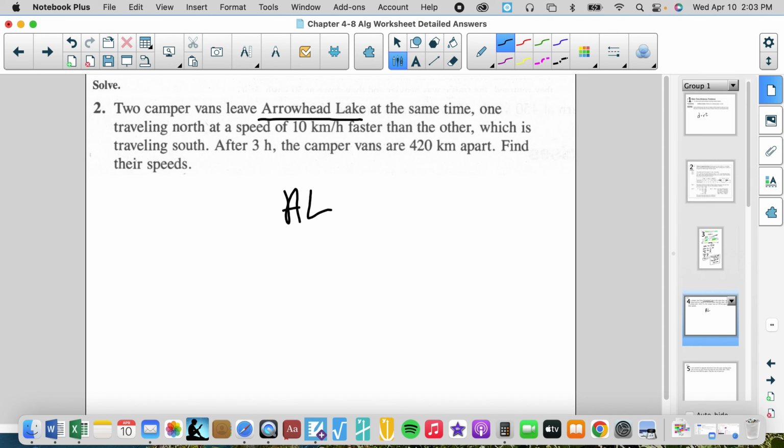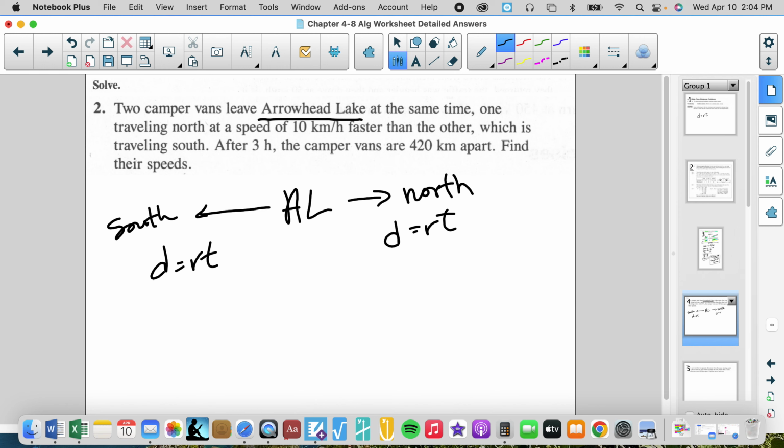At the same time, one traveling north. Well, we'll make this go north. I know north isn't right, north is up, but we're going to just keep it that way. And the other one going south. So we have, again, distance equals rate times time. Distance equals rate times time.